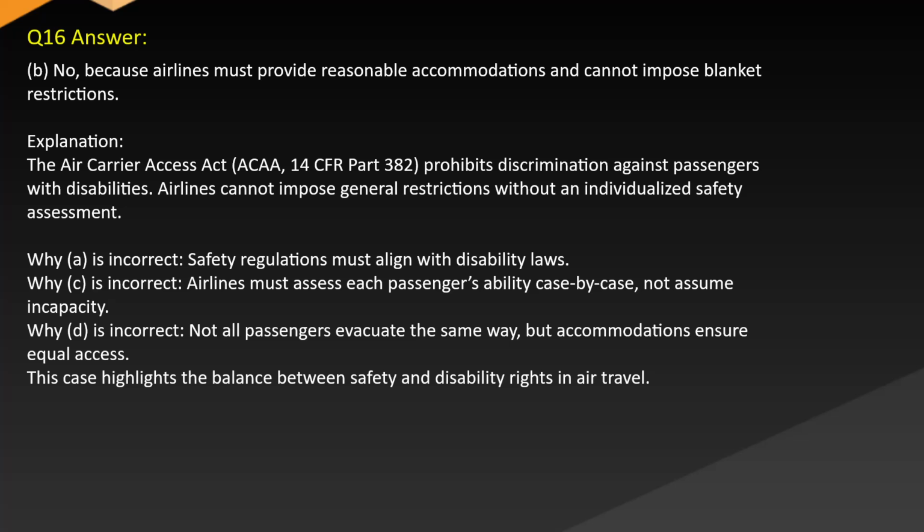Explanation: the Air Carrier Access Act, 14 CFR Part 382, prohibits discrimination against passengers with disabilities. Airlines cannot impose general restrictions without an individualized safety assessment. A is incorrect. Safety regulations must align with disability laws. Why C is incorrect. Airlines must assess each passenger's ability case by case, not assuming capacity. Why D is incorrect. Not all passengers evacuate the same way, but accommodations ensure equal access. This case highlights the balance between safety and disability rights in travel.